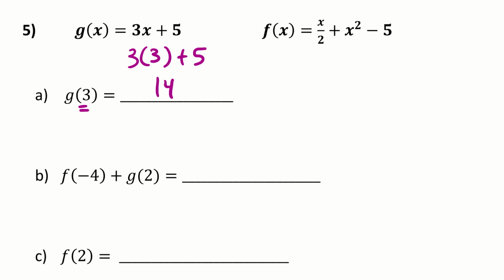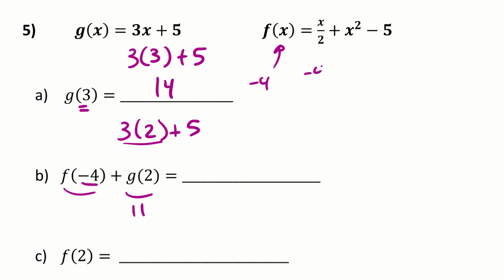On the next one, this one looks a little bit more complicated. We're going to have to do both F and G, and we're going to have to add them together. Let's do the G first because that's pretty straightforward. So again, G is 3 times the input for G plus 5. Well, 3 times 2 is 6 plus 5 is 11. And then let's see if we can figure out what the F part of this is. So our input here is going to be -4, going into the function.